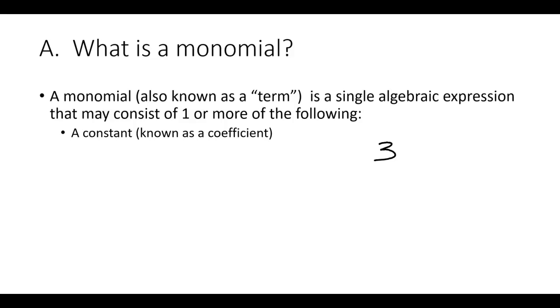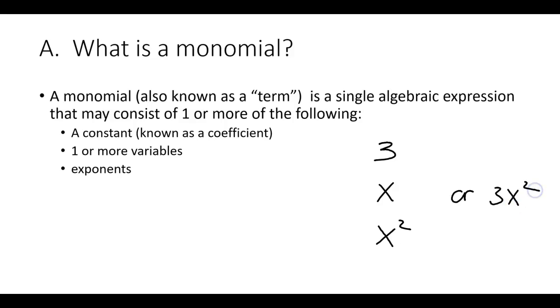Mon means one, nomial means number, so that's one number, right? So it could be a constant, but it could also be a variable. That would be considered a monomial. Those variables can have exponents. That's still considered a monomial. Those are all examples of monomials. Or it could be any combination of those things. So you could put all those things together, like this would be a monomial. By putting together, I mean by multiplication. They're multiplied together.